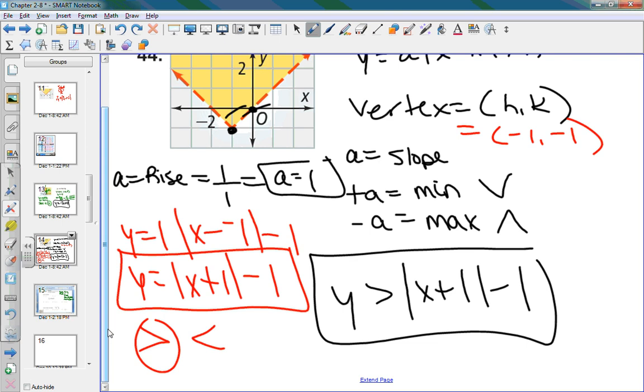Obviously, the 1 out front of the absolute value. What's 1 times anything? Same thing. So does that 1 matter?